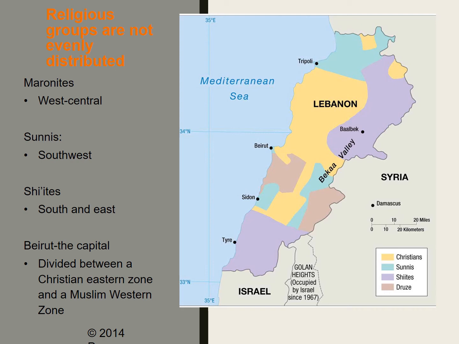Sunnis, of course, largest group of Muslims, are in the southwest, and you'll note that there are actually more Shiites here in Lebanon than there are Sunnis. There are a couple countries where that's the case. Iran is one, Lebanon is another. In general, though, there are more Sunnis in any given country than there would be Shiites. And Beirut, the capital, is divided between a Christian eastern zone and a Muslim western zone.